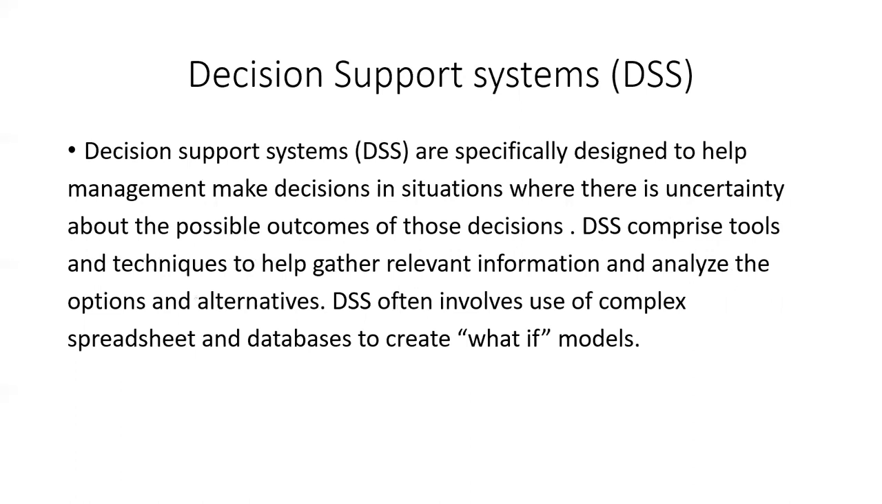Okay, decision support system. Next, we have decision support system. DSS is specifically designed to help management make decisions in situations where there is uncertainty about the possible outcomes of those decisions. DSS generally comprises tools and techniques to help gather relevant information and analyze the options and alternatives. It gives the possible outcomes in case of uncertainty. Whenever there is an uncertain situation, it helps management in making the decision and estimating what the possible outcomes can be.